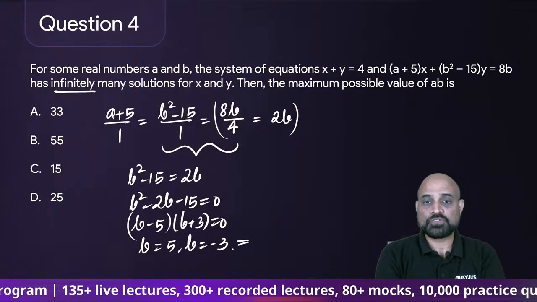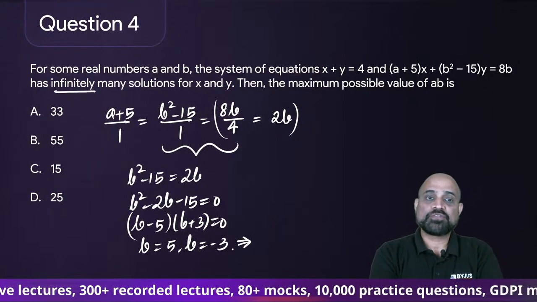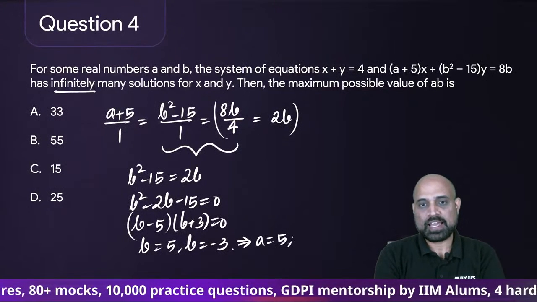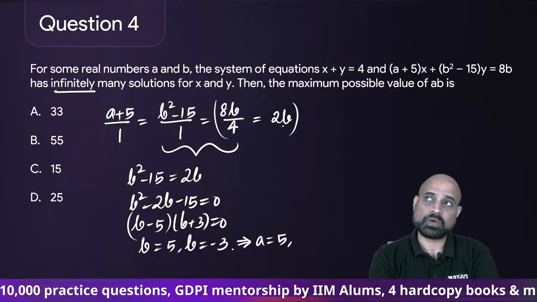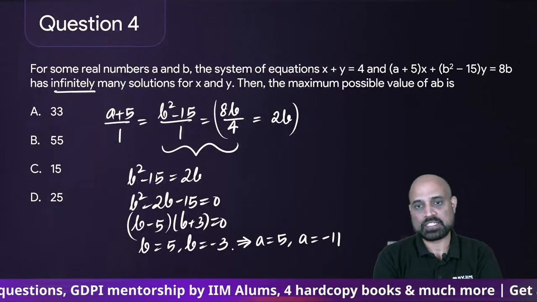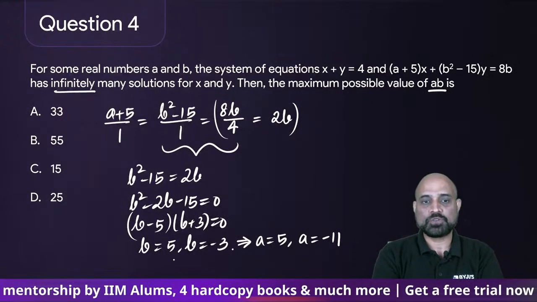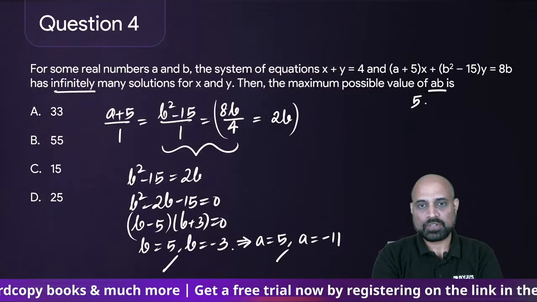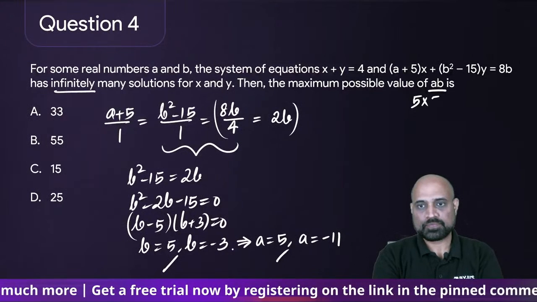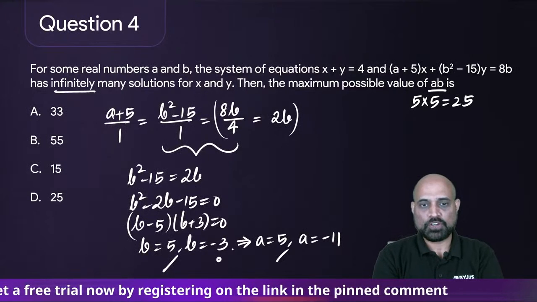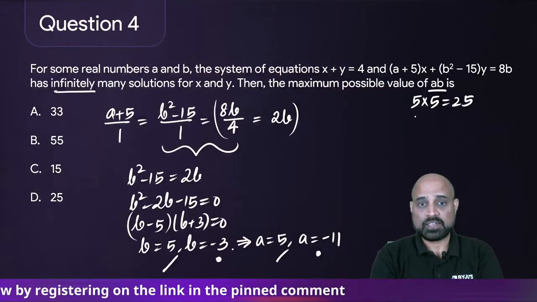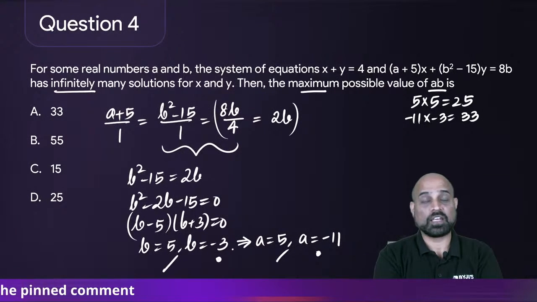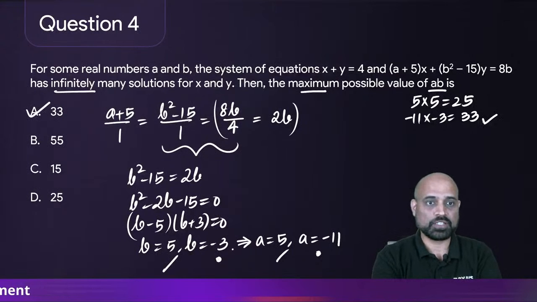Now when b is equal to 5, we will have a is equal to 10 minus 5, that is 5. And if b is equal to minus 3, so minus 6, we will have a is equal to minus 11. So the product of a into b is going to be 5 into 5, which is 25. And the product of a into b for the second pair is going to be minus 11 into minus 3, which is 33. Since we are asked to find the larger among the two, the answer is going to be 33.